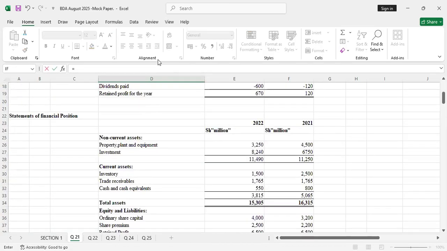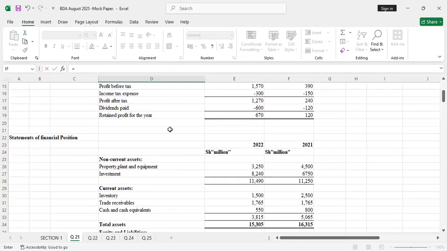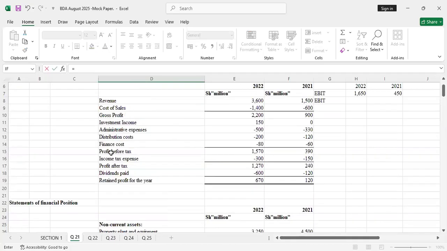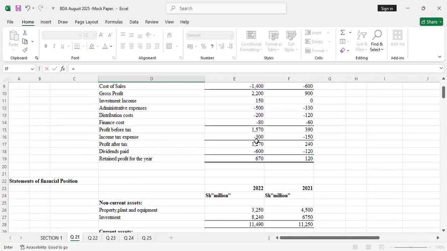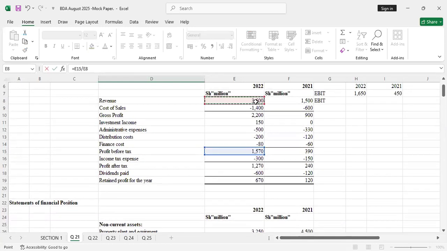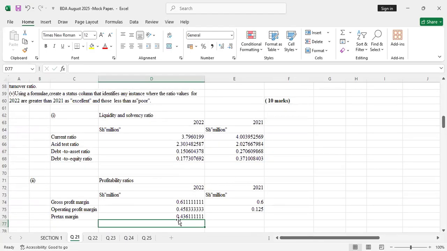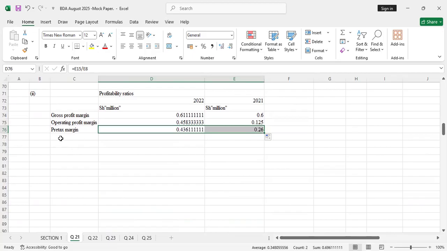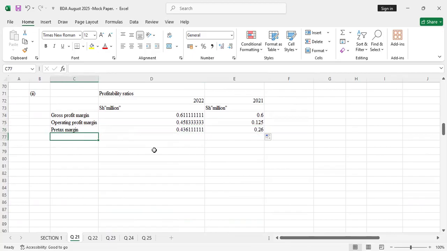So just go to the statement of profit or loss, and you go for profit before tax. This one, yeah. So this is what we have, the profit before tax. You divide by what? By revenue, and you enter. Once you get that, you just drag. It will copy for 2021. There is no calculation outside the text.